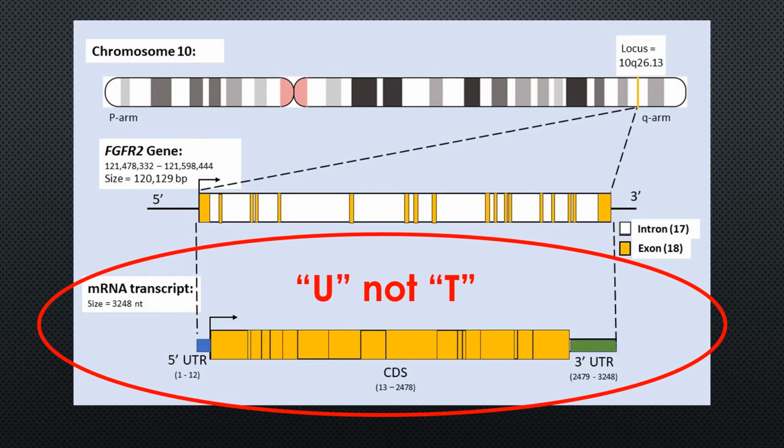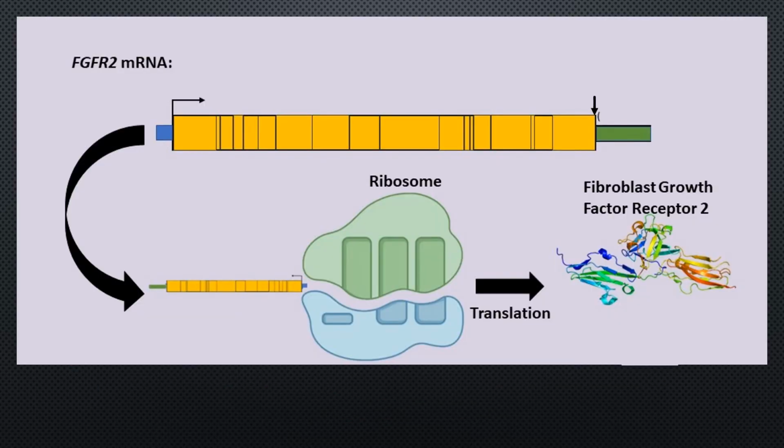This mRNA leaves the nucleus and heads to a ribosome, the site of protein synthesis, and is read in a process called translation. Groups of 3 nucleotides called codons on the mRNA correspond to a specific amino acid which is to be added to the growing peptide FGFR2. The mRNA has a 5' end and a 3' end and is read by the ribosome from 5' to 3'.